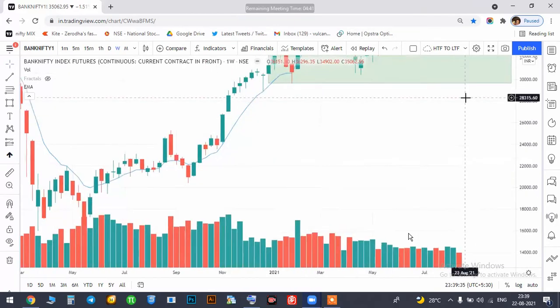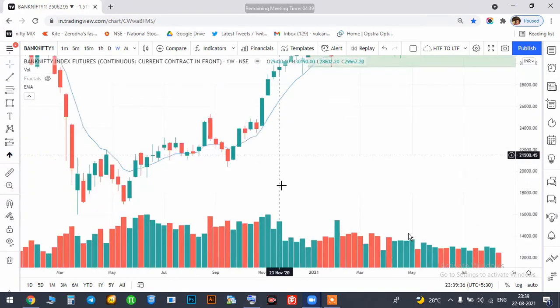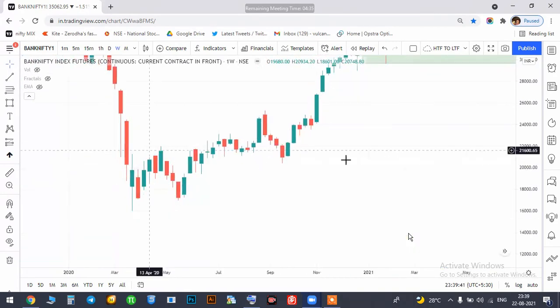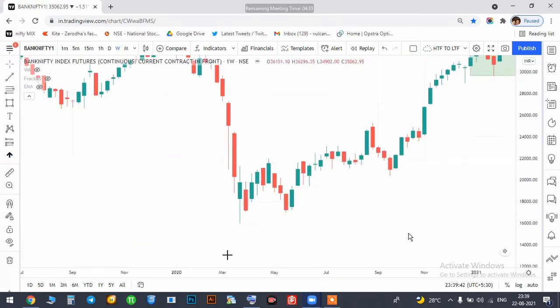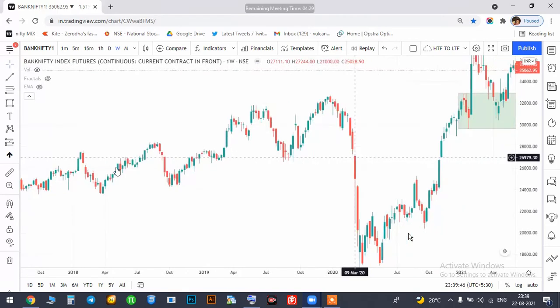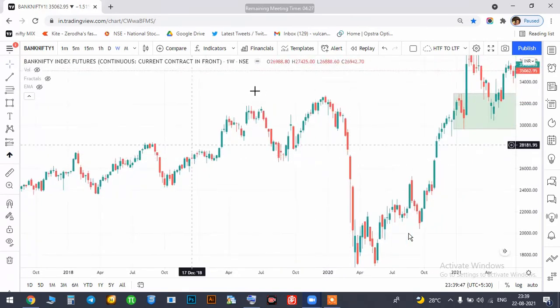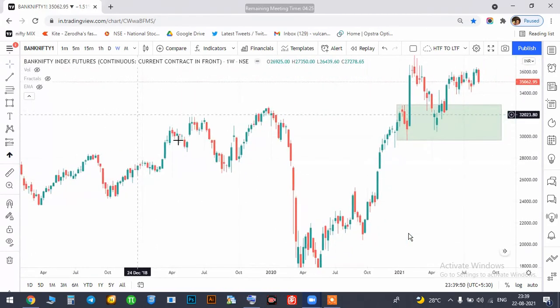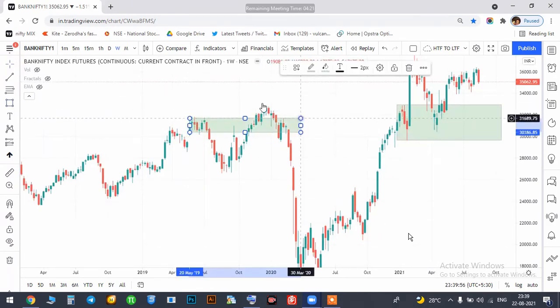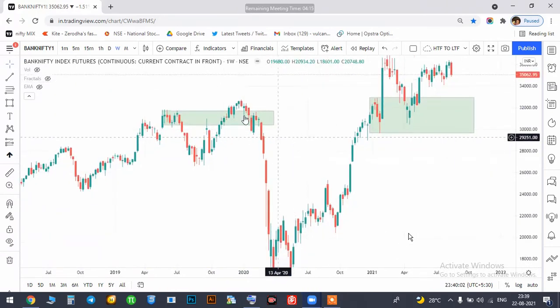Why do you want to do intraday? Sometimes you have to be always right, because stocks are always bullish in nature. So when you try to short the market as a swing trader here, you will be punished, because stocks are most of the time bullish in nature.